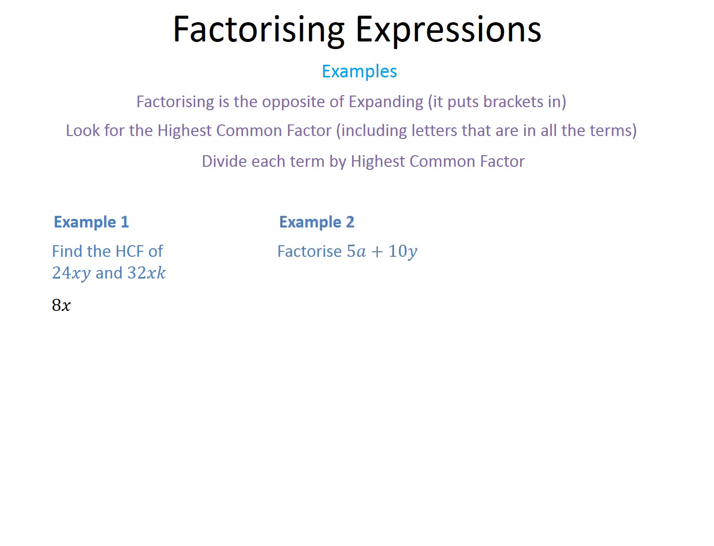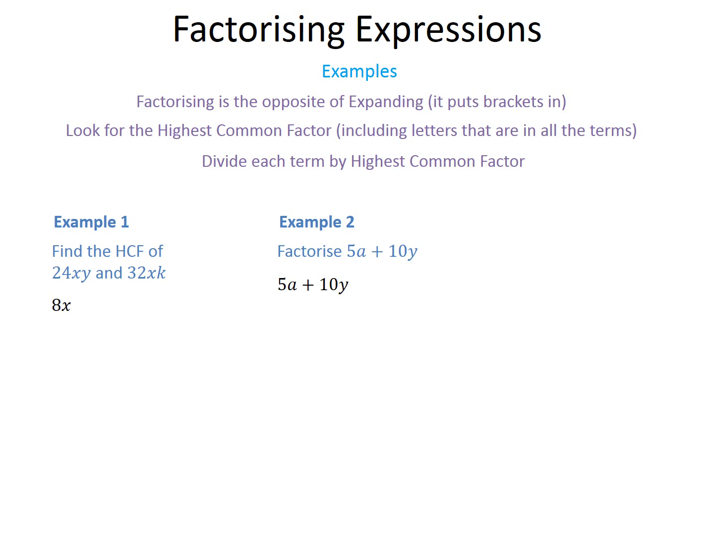Now in the next one we're going to do some actual factorising, and so the first thing we do is we write down the question. And we are actually going to go straight to our answer, but just like with expanding, you always work down when you're factorising. And so we've got 5a plus 10y, and we want to find the highest common factor of 5a and 10y. So start with the numbers. What's the highest thing that goes into 5 and also into 10? And it's 5. 5 obviously goes into 5, and it goes twice into 10.